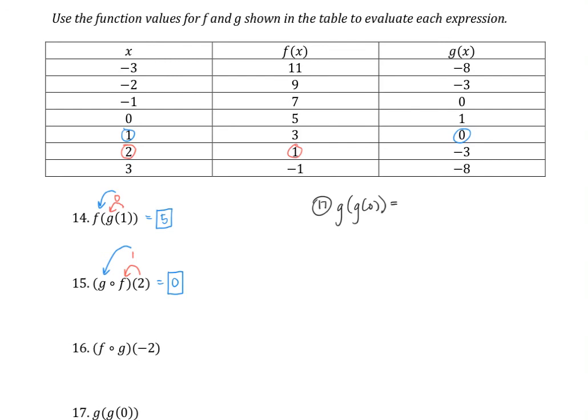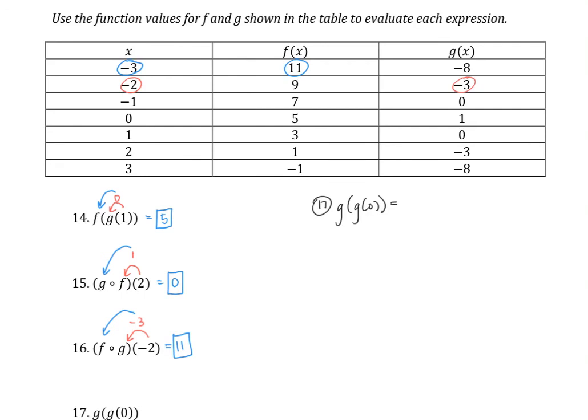All right, number 16. We have -2. We want to find g of -2. Oops, let me go back and erase all the stuff on the chart. Okay. So g of -2. -2 is our x value. We go over to the g column, we see that's -3. And now we're going to find f of -3. So -3 is now our x. And we're going to go to the f column, and we see that that's 11. So our answer is 11.